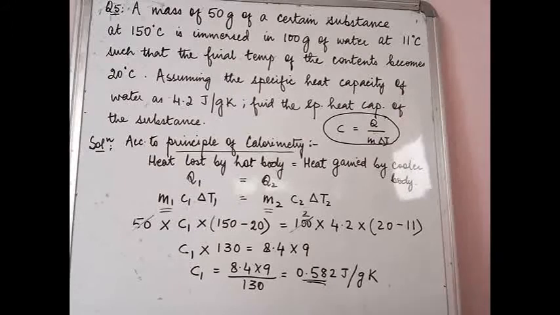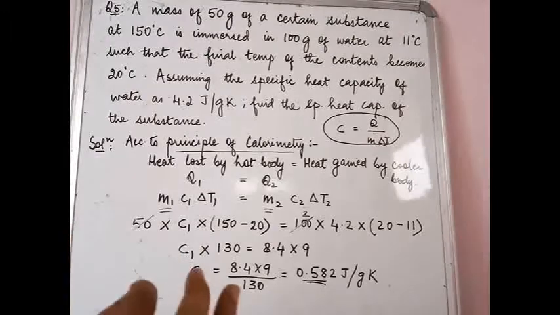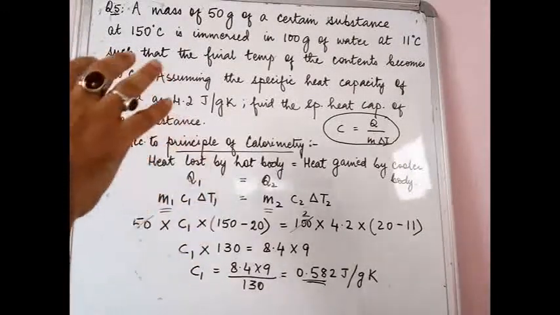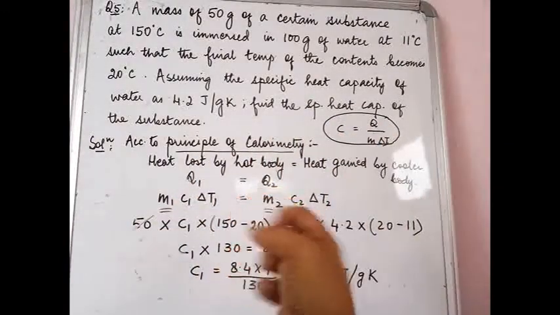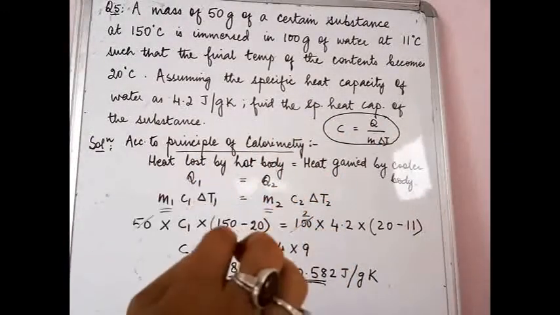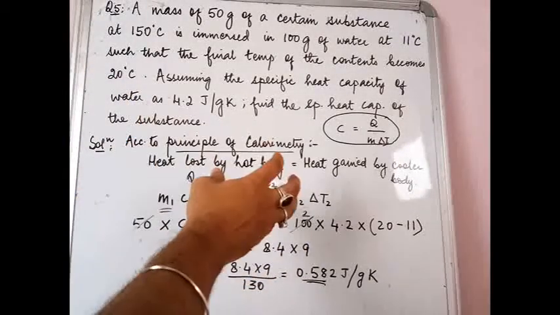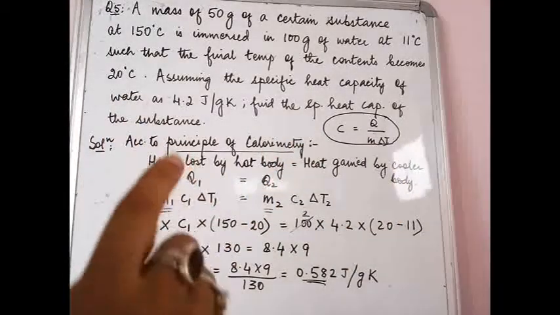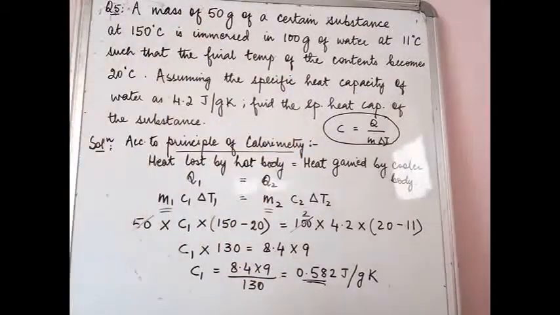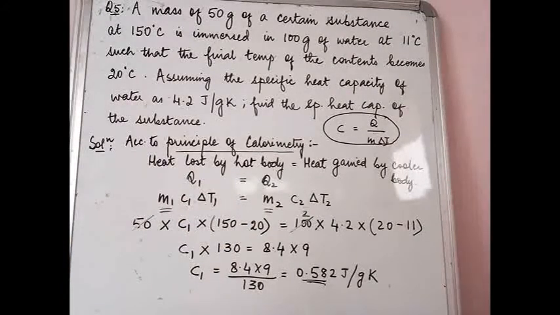Now what was different about this question from the rest of the questions that we have done? The difference was that in this particular case, one hot body was losing heat and the cooler body was gaining heat. This process took place till a final temperature was achieved. So heat given by the hot body is equal to heat taken by the cold body, assuming that no heat is lost to the surroundings. This is the principle of calorimetry which is applied in this particular numerical. This is what we have to do.